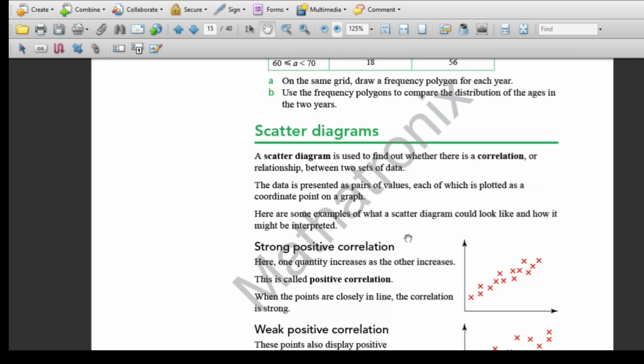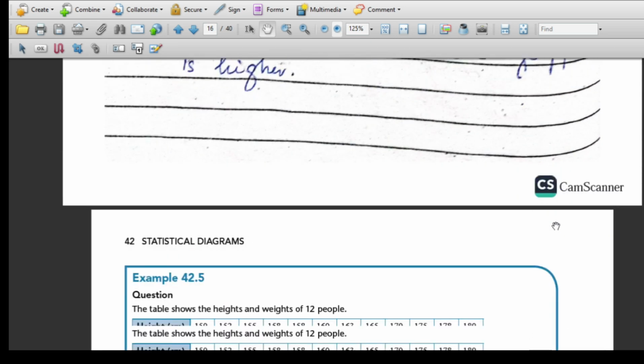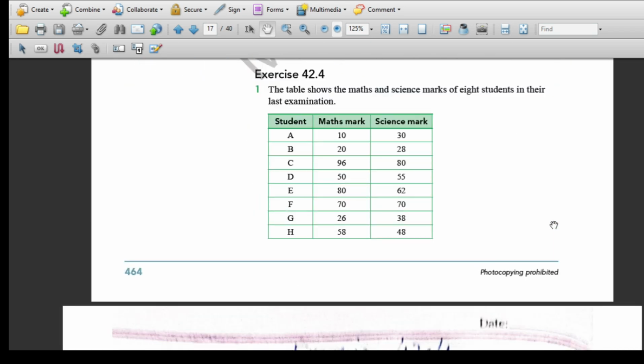In the next session we will discuss scatter diagrams and correlation related problems in exercise 42.4.